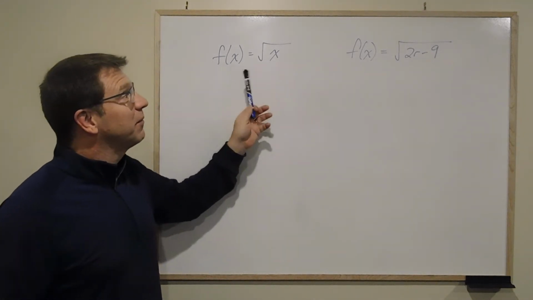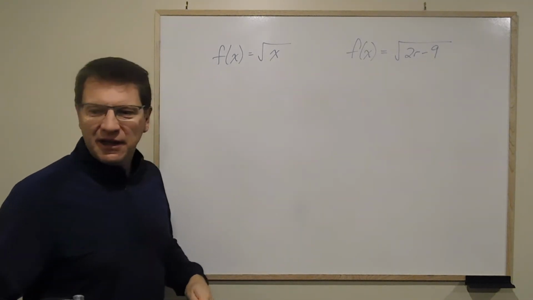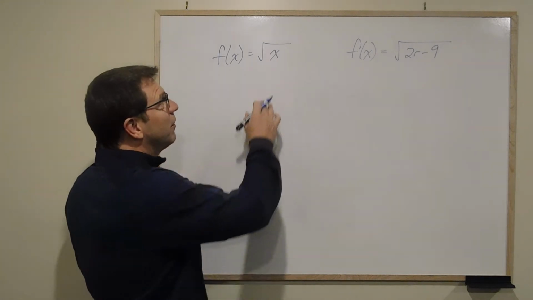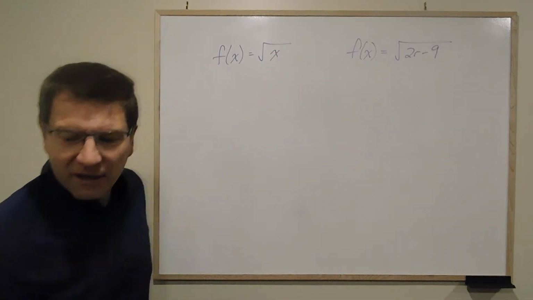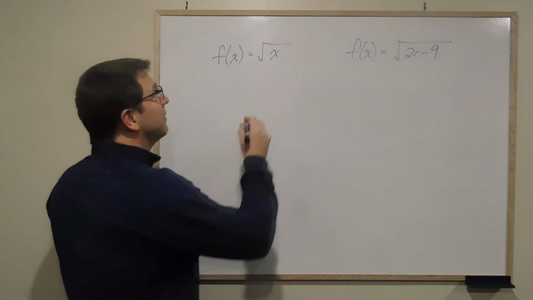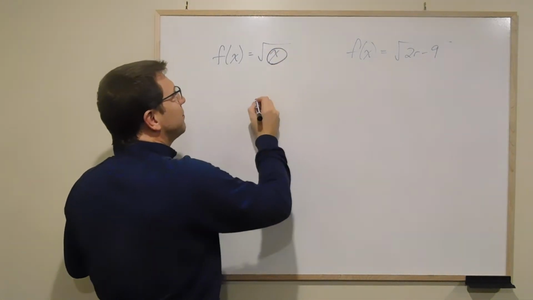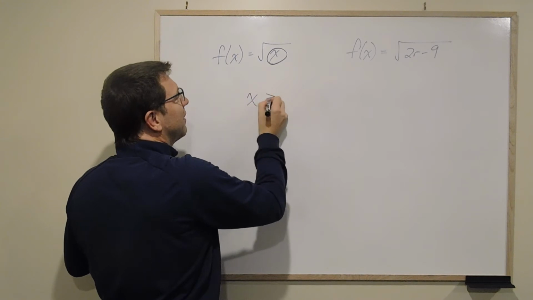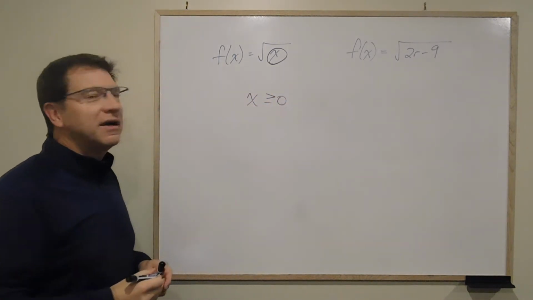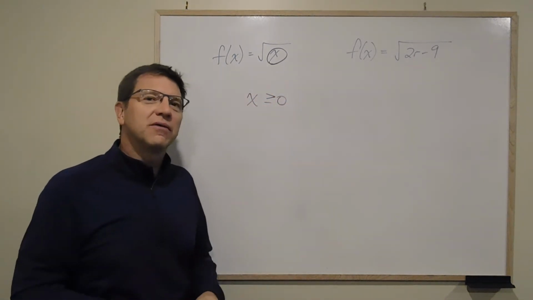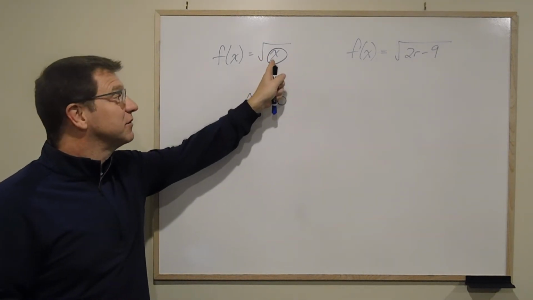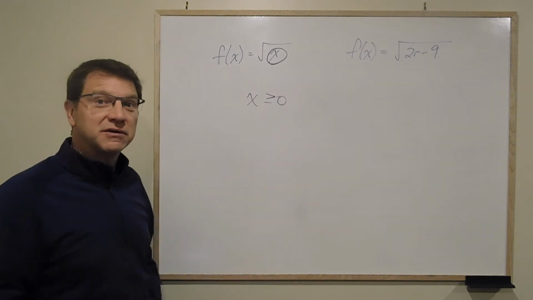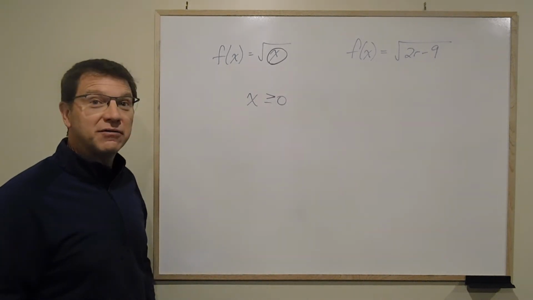So when we have a root function, the key to this slide is that whatever's inside of the root has to be greater than or equal to 0. So in this case, x has to be greater than or equal to 0. Why is that? Because you cannot take the square root of a negative number. So what's inside here cannot be negative, which is x, so it has to be greater than or equal to 0. That's pretty straightforward.